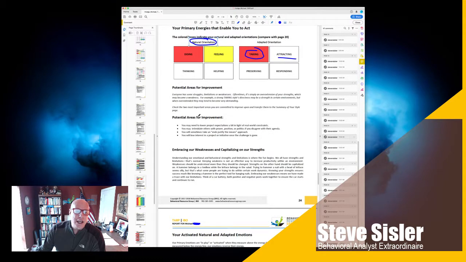So what does it say down here? Potential areas for improvement. You may need to lower project expectations a bit in light of real-world constraints. You may intimidate others with power, position, or politics if you disagree with their agenda. You will sometimes take an ends-justify-the-means approach. You will lose interest in a project or initiative once the challenge is gone. Wow, wow, wow. So that's it.